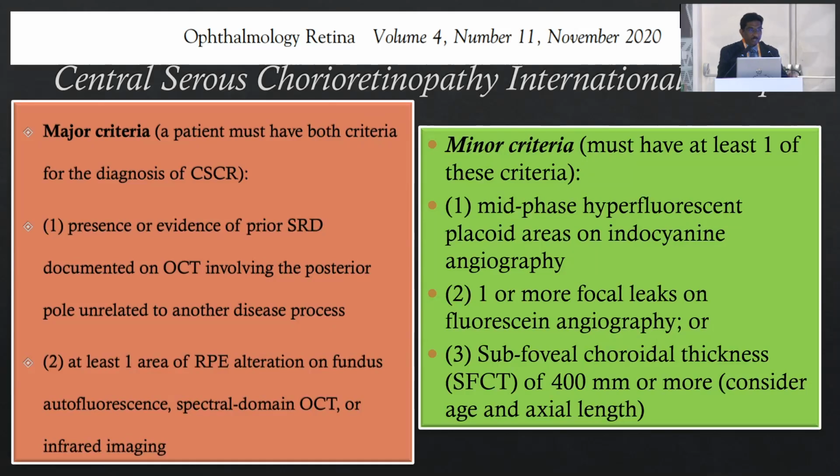So to overcome this, the Central Serous Chorioretinopathy International Group published the criteria for CSR into major criteria and minor criteria. The major criteria are the evidence of prior SRF, and at least one area of RPE alteration on fundus autofluorescence or on OCT or infrared imaging. And they also had a minor criteria, which is ICG or FFA leak being present and choroidal thickness. So these are the various criteria that have been proposed to maintain uniformity in our diagnosis.